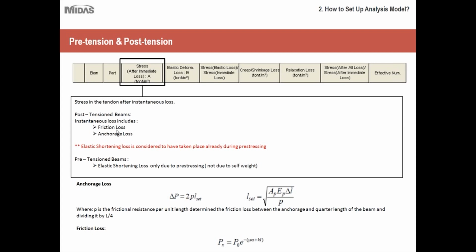In post-tension beams, as we all know, there are friction losses and anchorage losses that make up the instantaneous loss. So if it is a post-tension beam, we will see under stresses after immediate loss, the instantaneous losses comprised of friction and anchorage losses. And if it is a pre-tension beam, you will see the elastic shortening loss, which occurs right after the release of the strands. The formulas are pretty simple and straightforward, and these are the formulas that are applied by any tool for computing the losses. So these are the anchorage loss and the friction loss.